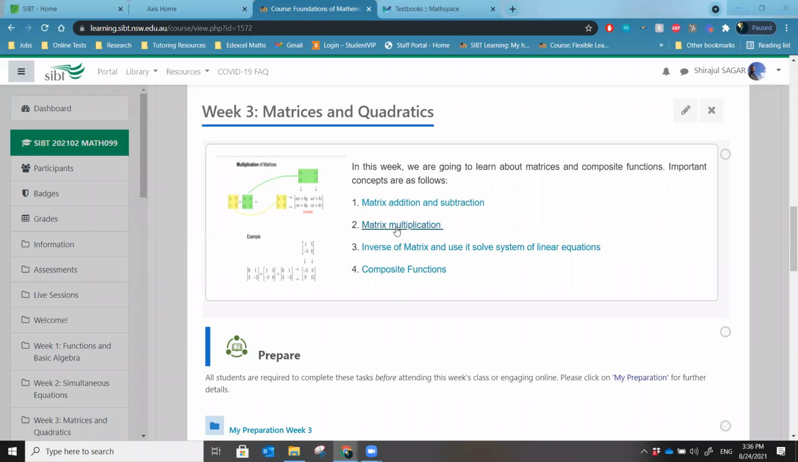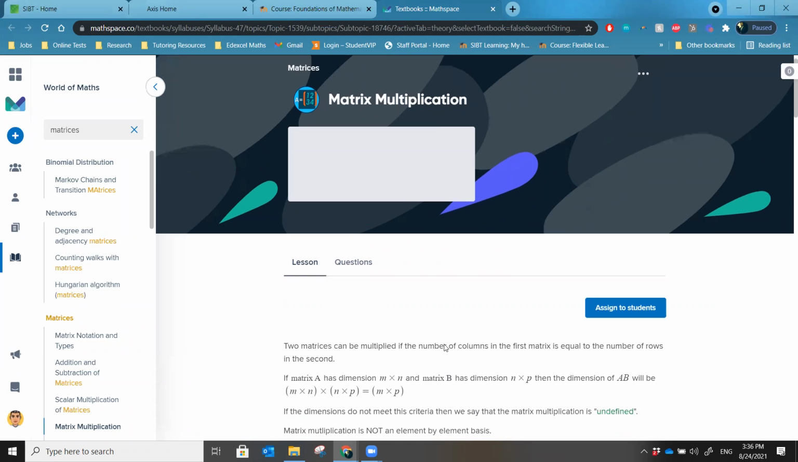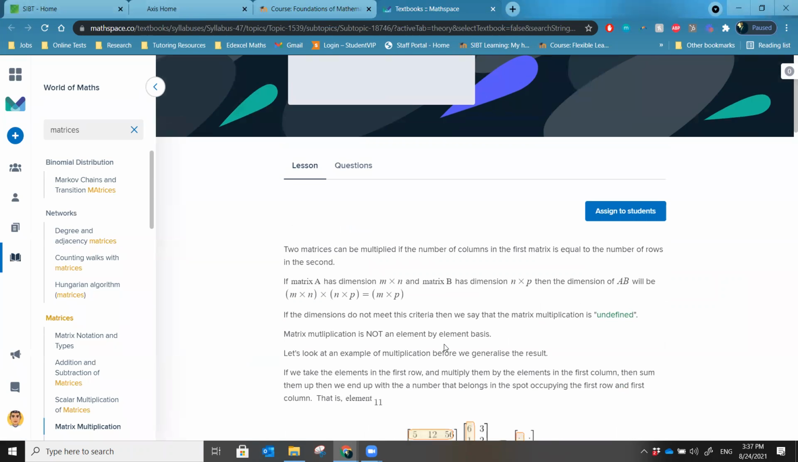Everyone, click on this link. This will take you to our MathSpace page, and this was your recommended reading for this particular concept. I hope you have already read it through. So what I'm going to do now is explain the concept, maybe do a problem with you guys, and then you can do the questions yourself and practice before you move on to the next concept.